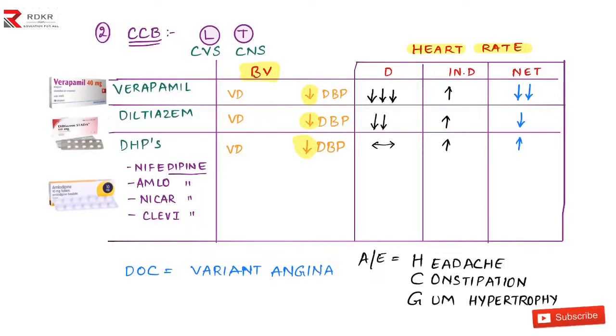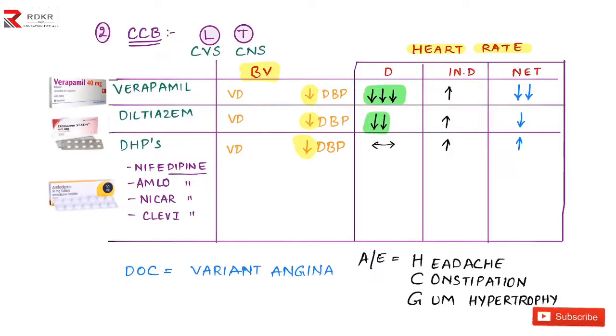With verapamil, after there is a decrease in the diastolic blood pressure, due to the presence of the sympathetic system, a decrease in the heart rate is seen. And with diltiazem, we have a minimal or moderate decrease of the heart rate. And the dihydropyridine has no effect on the heart rate. Okay, the verapamil decreases more, diltiazem has a moderate decrease, and the dihydropyridine has no change in the heart rate.